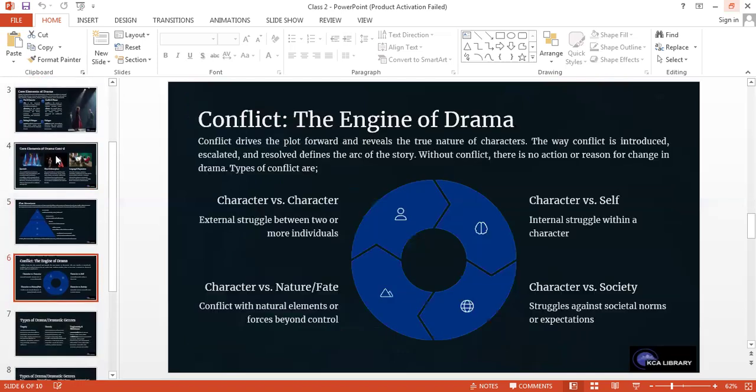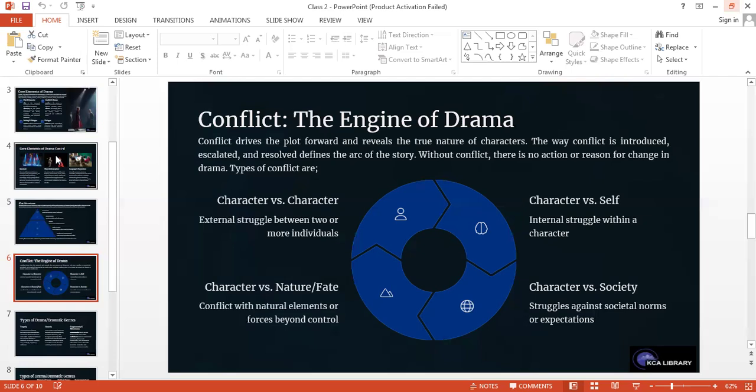Conflict is another major element of drama. It is said to be the engine room of drama. Conflict drives the plot forward and reveals the true nature of the characters. The way conflict is introduced, escalated, and resolved defines the arc of the story. Without conflict, there is no action or reason for change in a drama. We have different types of conflict in drama: character versus character, character versus self, character versus nature or fate, and character versus society.